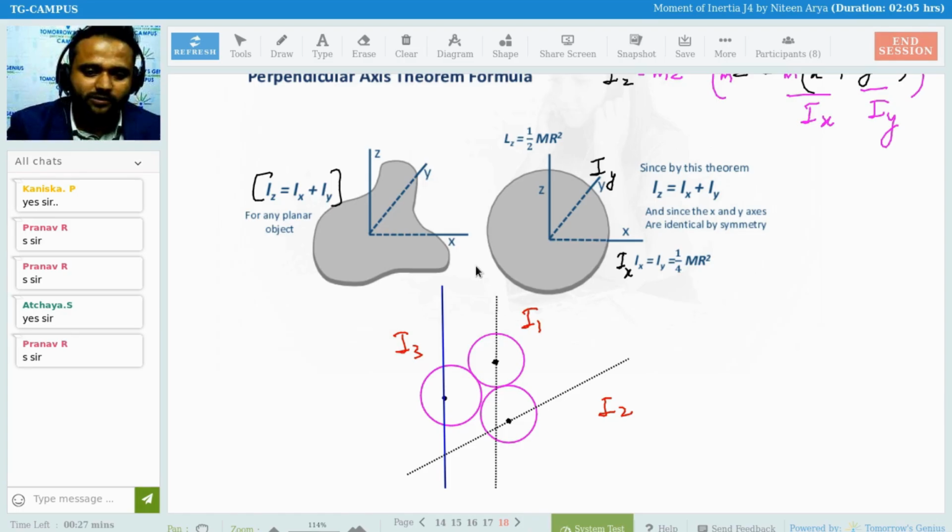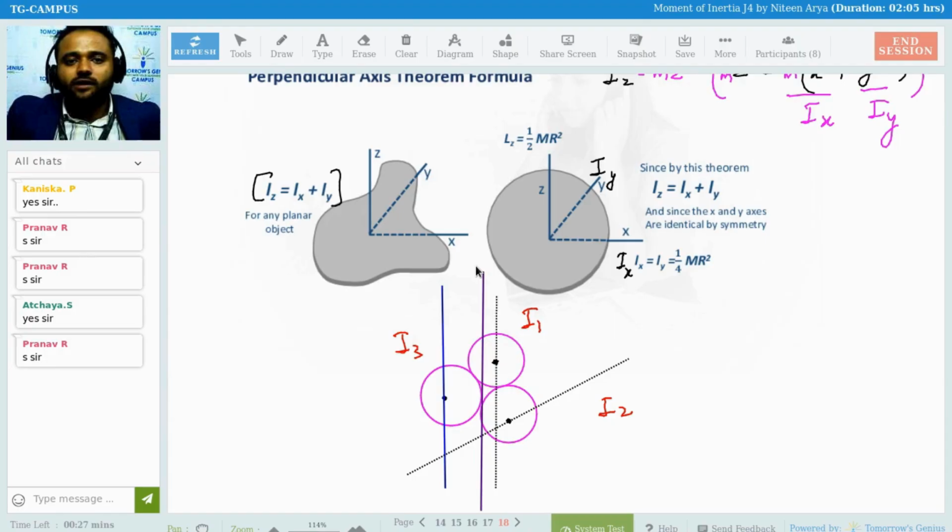Either you can use the parallel axis theorem because it is parallel, but it is not parallel, so you can use the perpendicular axis theorem. Ix, Iy, Iz. Obviously, exactly not like this, and maybe the whole body is going to rotate along this axis also. This middle axis. So all together, we are going to use these two theorems, whichever theorem is going to help us out. Clear?